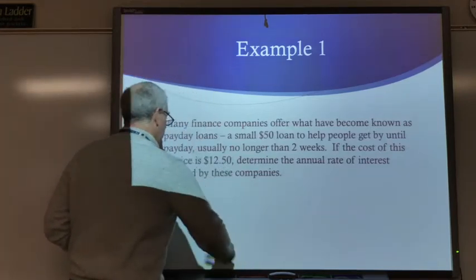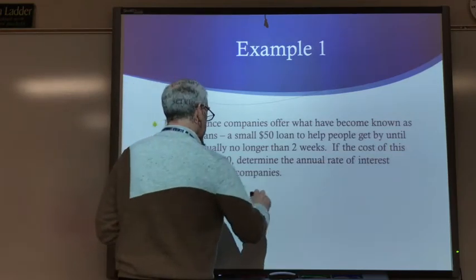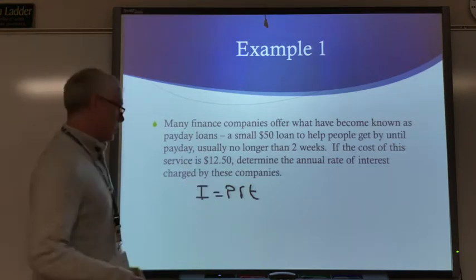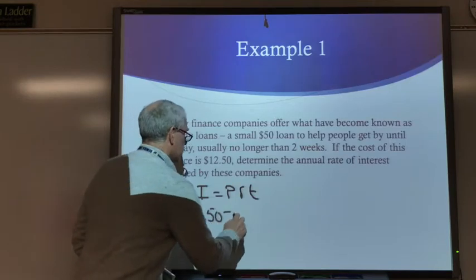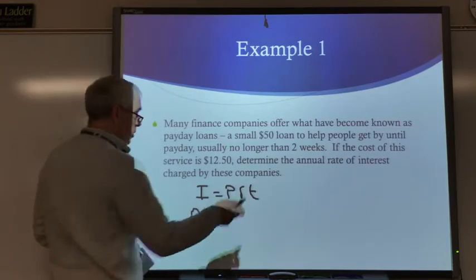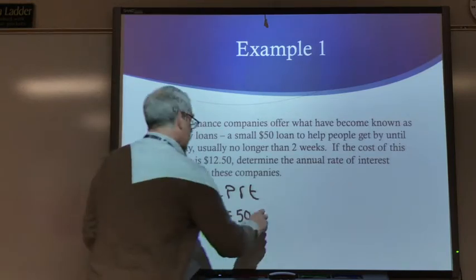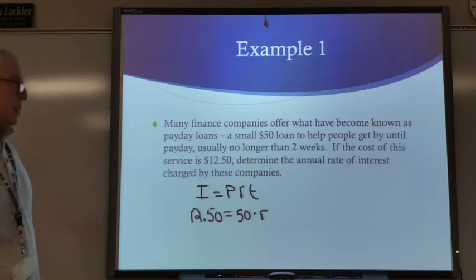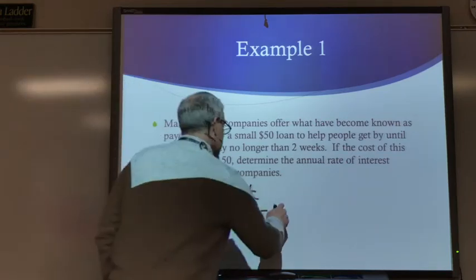So we've got interest equals principal times rate times time. Okay? So the $12.50 is what they're charging, so this is going to be the interest. The principal, that's the $50 loan that we got. The rate, we don't know. And then the time, remember it's in terms of years, so 2 weeks is 2 weeks out of 52 weeks, or 1/26th of a year.